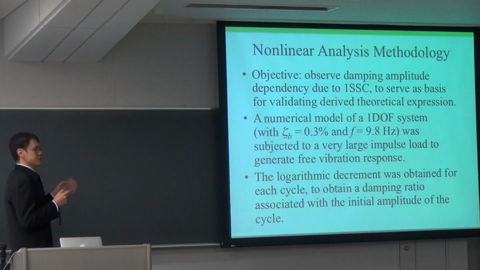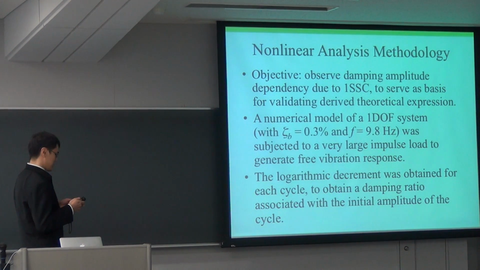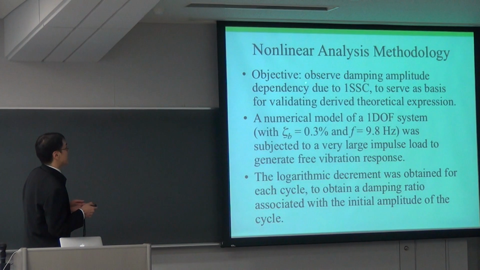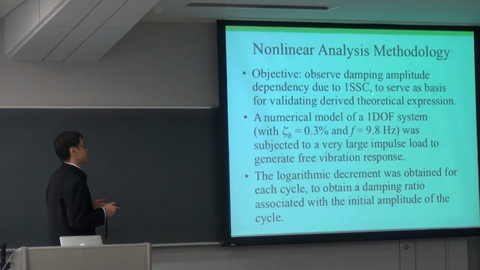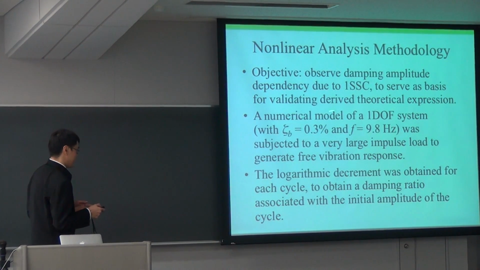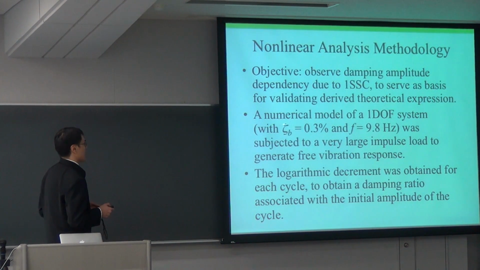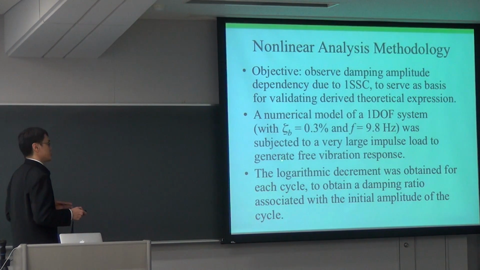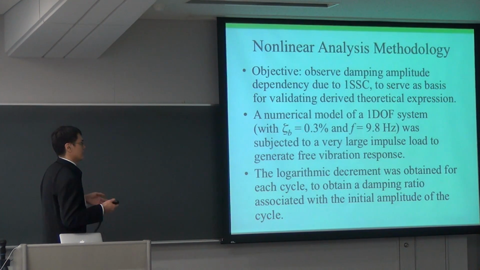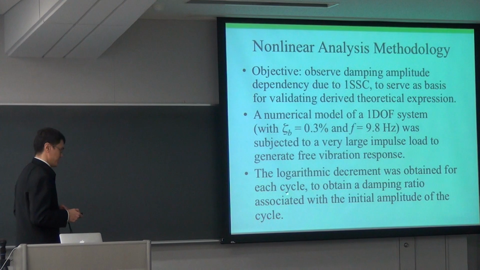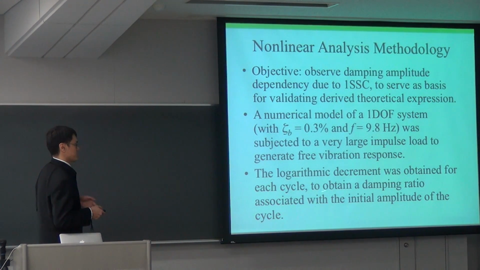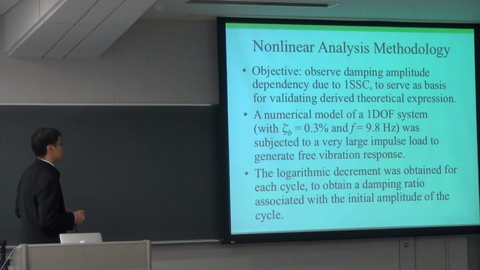At first we did not know where to start, but as I said, it's a nonlinear problem. So at first I did nonlinear analysis with the objective of observing this amplitude dependency of damping due to one stick-slip component, to serve as a basis for validating derived theoretical expressions. So I have a 1 DOF numerical model. I assigned these values, but actually they're not very important. I subjected them to a very large impulse to generate free vibration response. Very basic, I got the logarithmic decrement for each cycle to get the damping ratio, and of course associate that with the initial amplitude of the cycle.